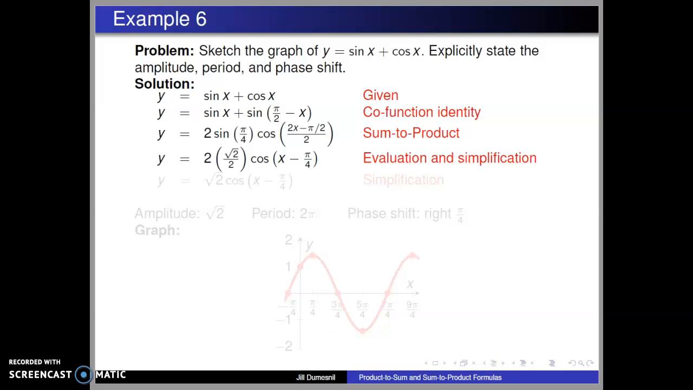Next, we evaluate sine of pi over 4 and simplify the other factor. Reducing yields that y equals the square root of 2 times cosine of the quantity x minus pi over 4. Now we can use what we know about graphing general cosine functions. The amplitude is square root of 2, the period is 2 pi, and the phase shift is to the right pi over 4 units. Therefore, we can sketch the graph by plotting a few convenient points and drawing the curve.